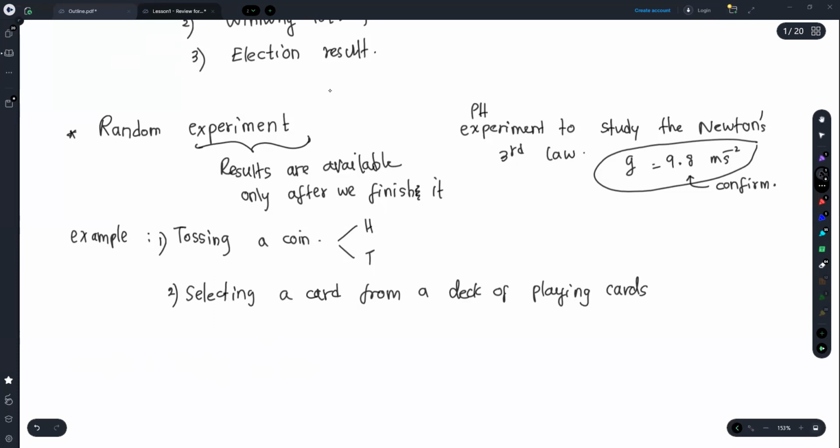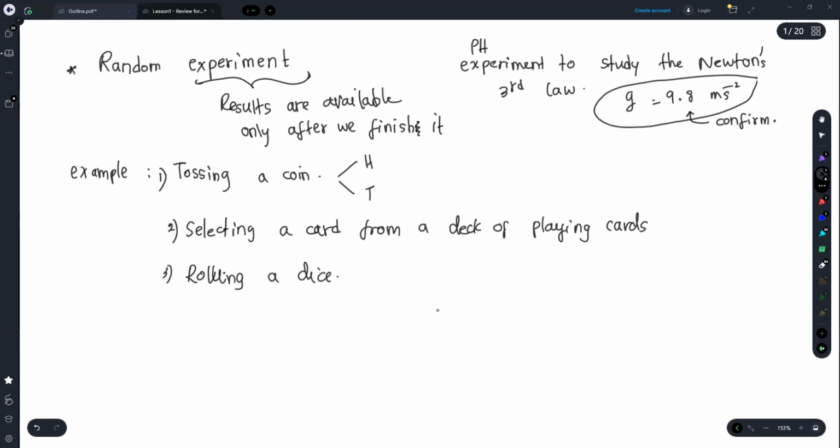Rolling a dice, a 6-sided dice. So these are random experiments. When we say selecting a card, there is a sample space and you can find it. Rolling a dice, you have possible outcomes 1 through 6. Until you roll it and look at what is face up, you do not know what will occur. So those are random experiments.